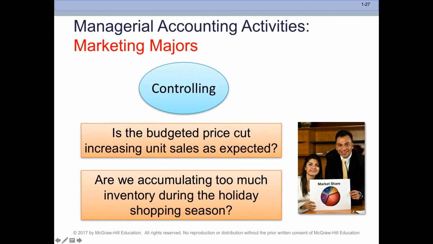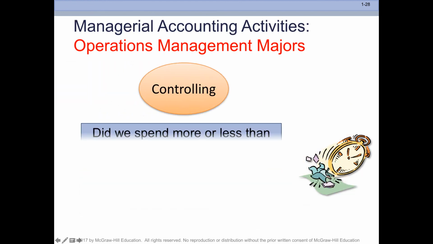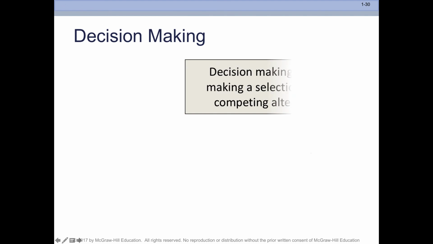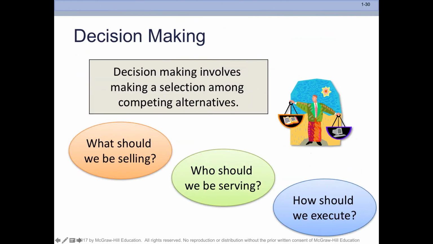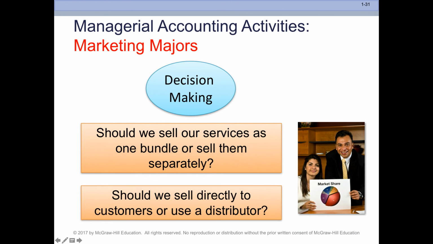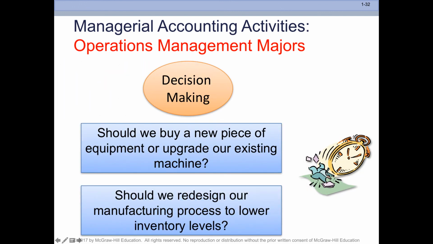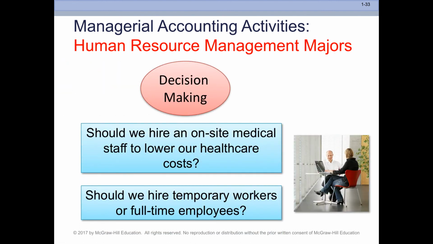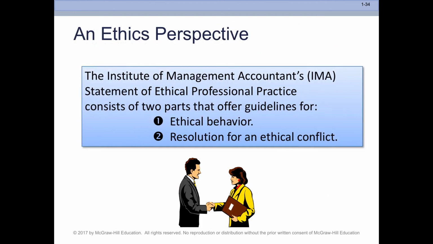All right, so marketing managers do this same kind of controlling. Operations managers do it. HR people do it. Okay, we're always looking to see, let's set some goals and let's see if we're going to make those goals. And then based on all of that, we have some decision making to do. Which products do we sell? Operations, should we get a new machine? HR, well, what's happening with our healthcare costs? Do we need to hire more employees? That kind of thing. Okay, so the rest of this is about ethics, and I want you to read through that, and then we will move on to chapter 2.